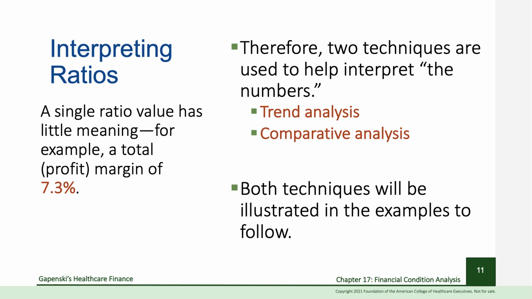A single ratio value has little meaning. For example, if you say a total profit margin of 7.3%, yes, it tells us that for every dollar you invest, you make 7.3 cents in revenue. So that was, if you remember, the interpretation of a profit margin. But if you have more such numbers, then we can interpret the numbers better. So there are two techniques that are used to help interpret the numbers. The first one is trend analysis, and the other one is comparative analysis.